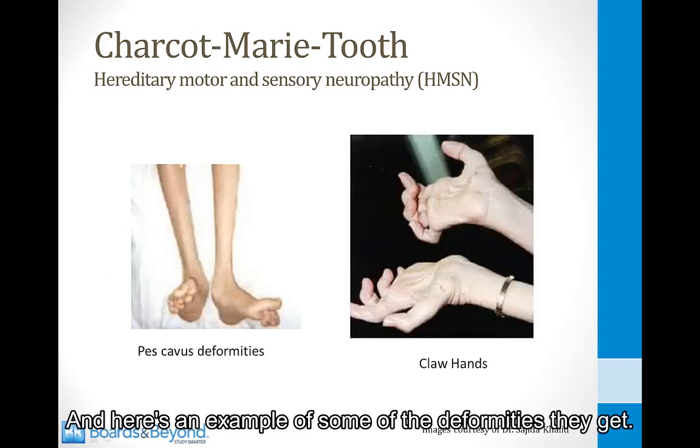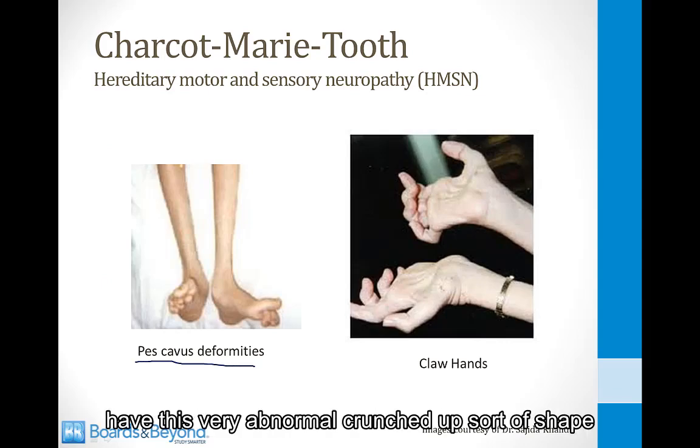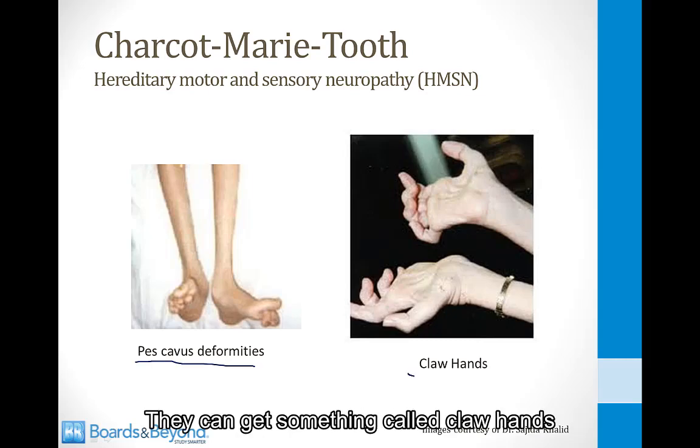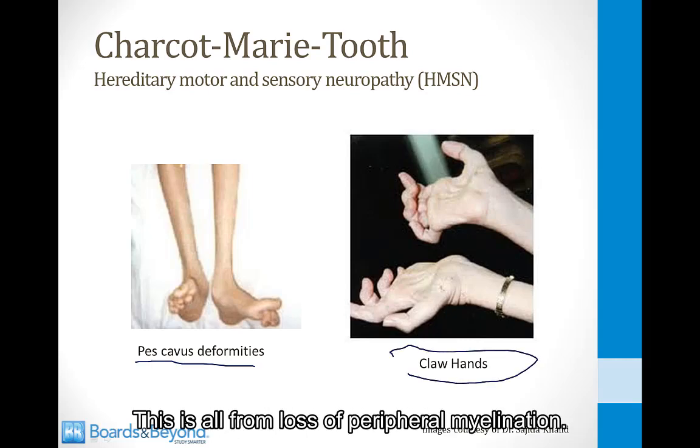And here's an example of some of the deformities they get. They get something in their feet called pes cavus deformities, where the feet have this very abnormal, crunched up sort of shape and very skinny legs. They can get something called claw hands, where their hands are abnormal. And this is all from loss of peripheral myelination.